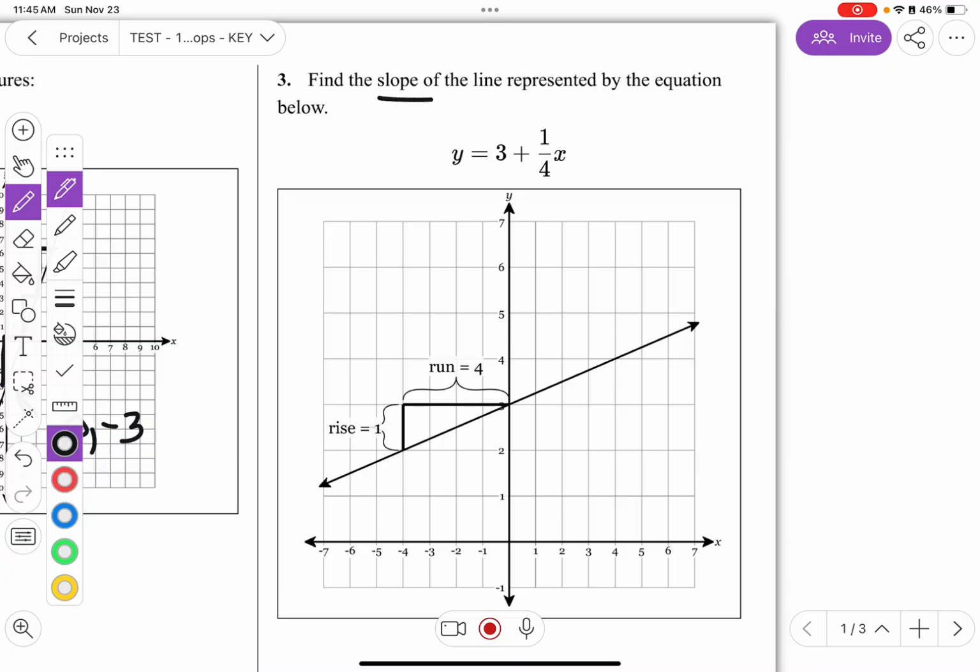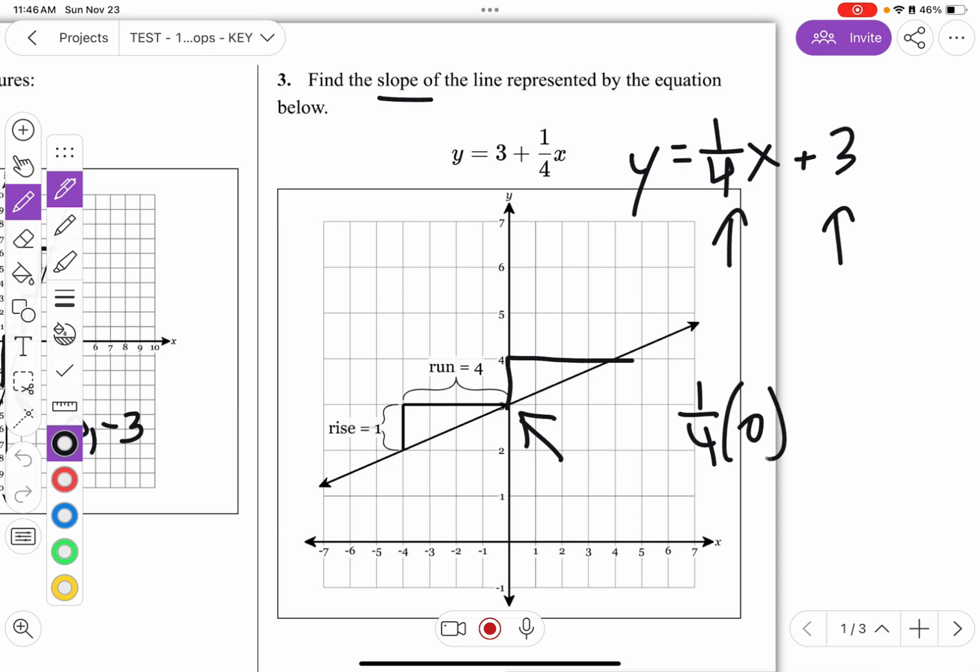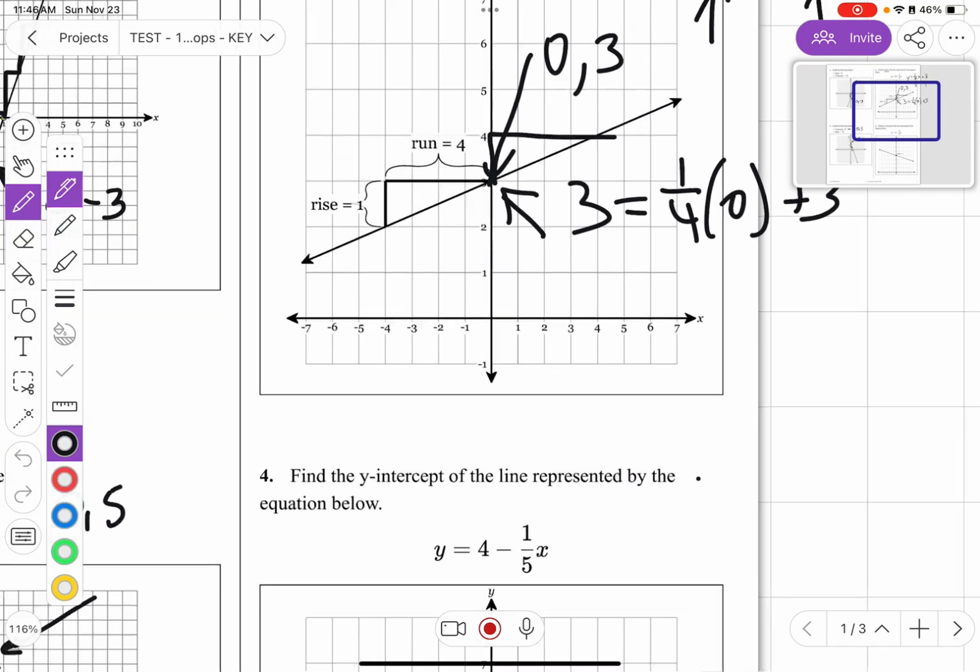What is the slope of this line? Well, this is slope-intercept form. It's easier to see if you write it like this, but there's the slope. There's the intercept. That means that I'm going up 1 and over 4, so 1/4, and I'm going through the y-axis. In other words, when x is 0, 1/4 times 0 plus 3 equals 3. I go through this point, 0, 3. Put a 0 in, 3 comes out.